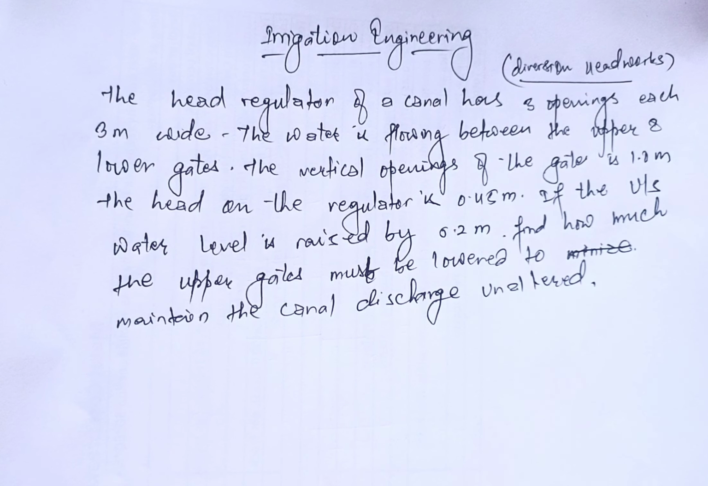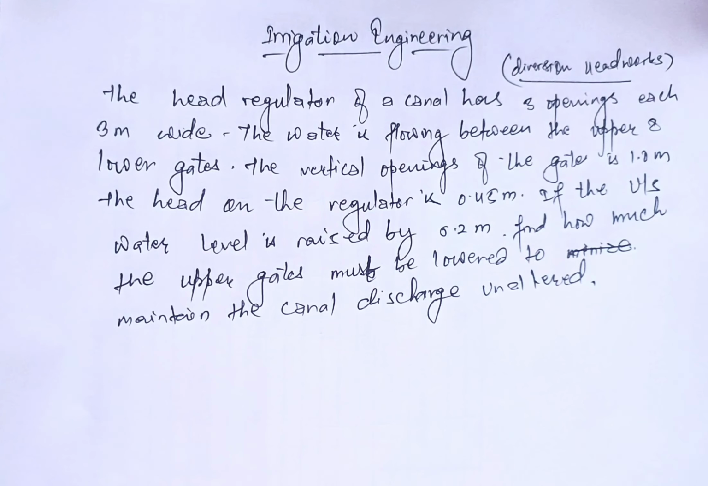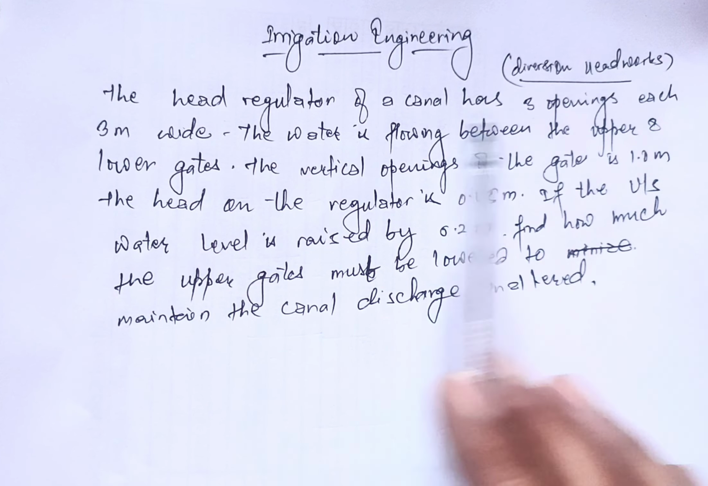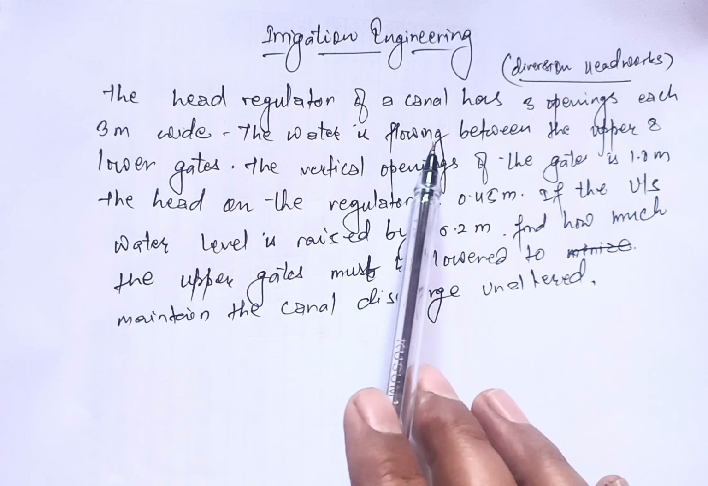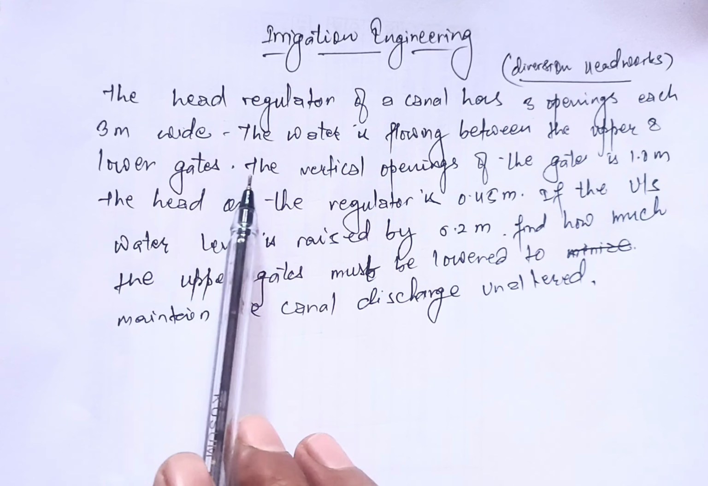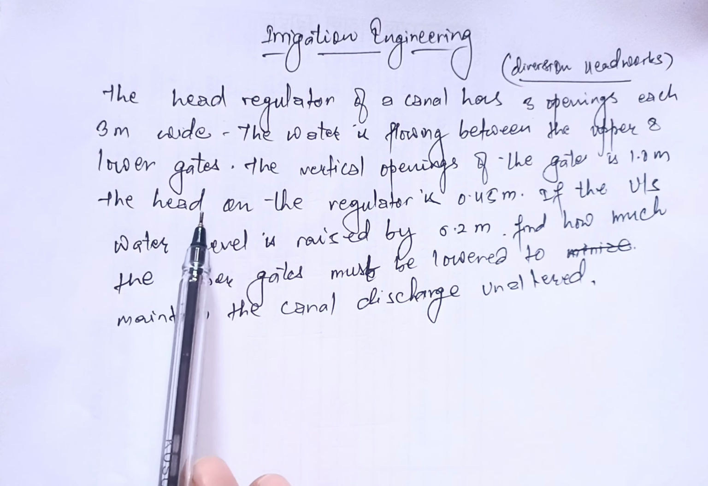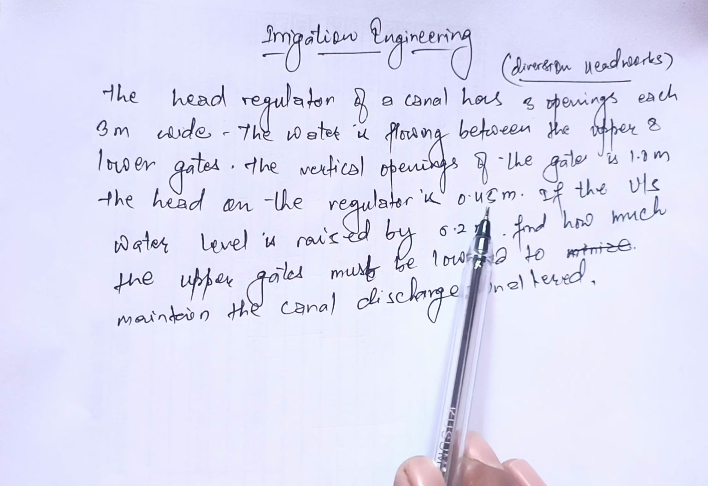Today in this lecture we are solving a numerical related to irrigation engineering, where we'll design a canal. The head regulator of a canal has 3 openings, each 3 meter wide. The water is flowing between the upper and lower gates. The vertical opening of the gate is 1 meter. The head on the regulator is 0.45 meter.